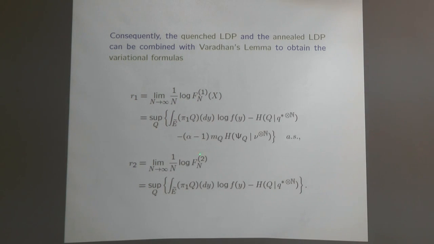But there is good news. We already knew that R1 and R2 are ordered. We knew that R1 could never be bigger than R2. Well, that's obvious, because here this variational formula is like that, but it has an extra term to make it smaller. So apparently, if I want to prove that there is a gap, all that I have to do is to show that this thing here is really significant and that it brings down the supremum.